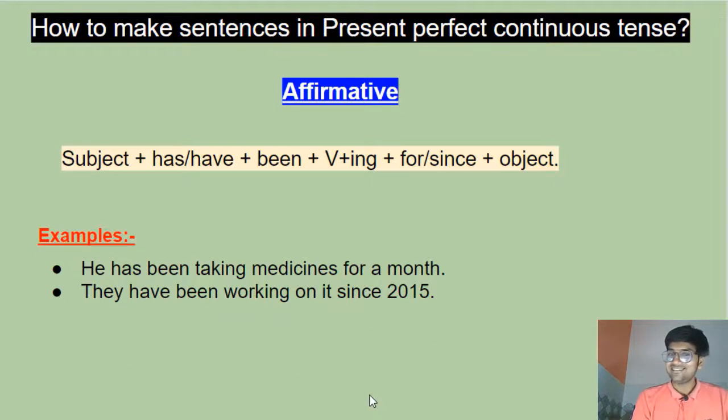Now, let's understand how to make sentences here. The first is the affirmative sentence, which is very simple. We've already looked at it. Subject followed by has been or have been, followed by the verb in the progressive form, followed by for or since, followed by the object. All right. He has been taking medicines for a month. This action has been happening, going on for a month. They have been working on it since 2015. This action has been happening since 2015, the exact time when it started.